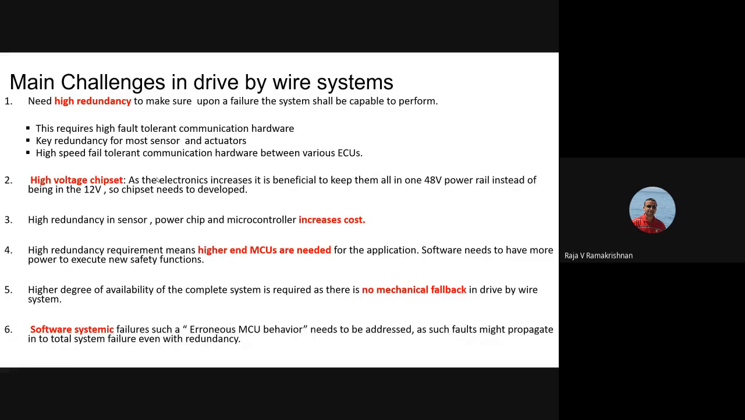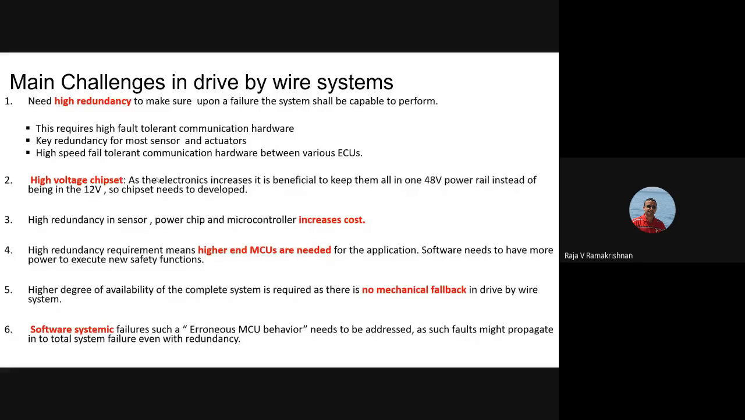Higher redundancy in sensors, power chips, and microcontrollers increases the cost a bit. High redundancy requirement means higher end MCUs are needed for such applications. A high degree of availability of the complete system is required as there is no mechanical fallback. So since there's no mechanical fallback in such a system, you need higher availability of the system too.